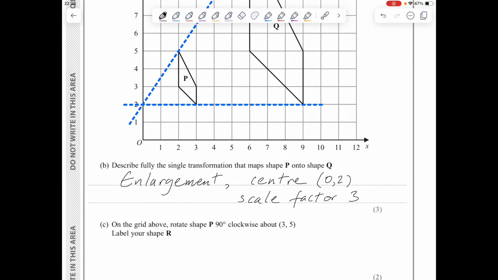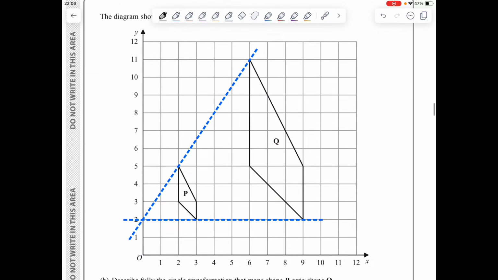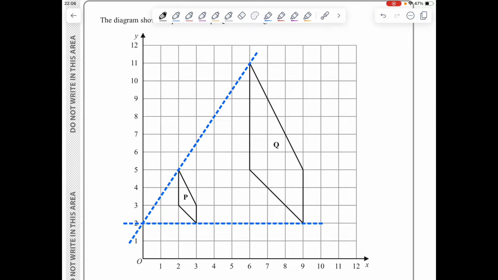In the next part, I'll need to rotate shape P 90 degrees clockwise about the point 3, 5. Let's start by locating point 3, 5. Now, to do the rotation, you can use tracing paper and rotate the shape. If you don't have tracing paper, an easy way of doing the rotation is the following. Join any of the vertices of this shape to the center, for example, this one, and then rotate this line 90 degrees clockwise. This will give me the coordinates of my first point.